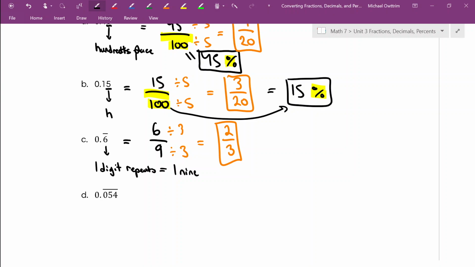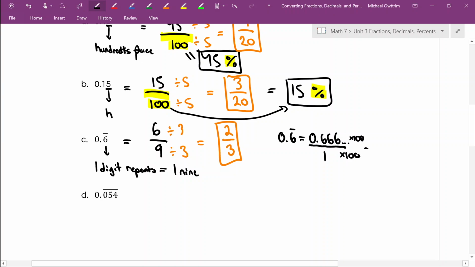For my percent, it's not easy to make that 9 on the bottom into 100, so instead I'm going to start with my decimal. So I'm going to start with the fact that 0.6 repeating is 0.666, and so on and so forth. And I want to recognize that that is really itself over 1. To make it into having 100 on the bottom, I'm going to have to multiply by 100, which moves my dot 2 times to the right. So this is 66.6 and so on over 100, which is 66.6 repeating percent. Of course, I'm getting that percent sign by replacing the over 100.